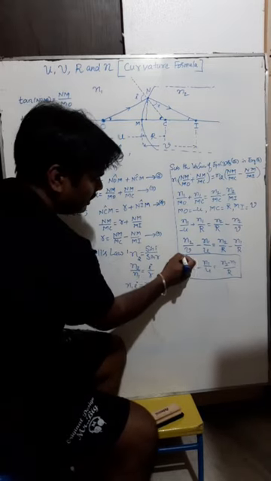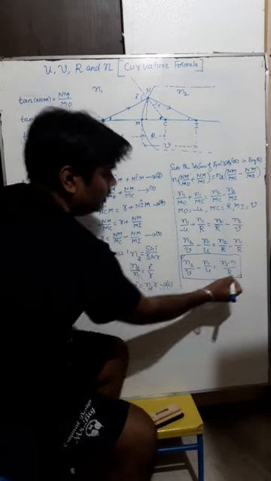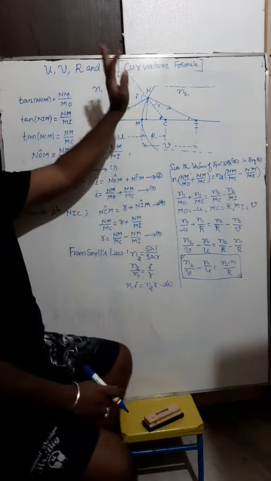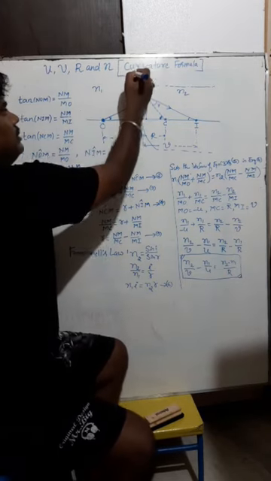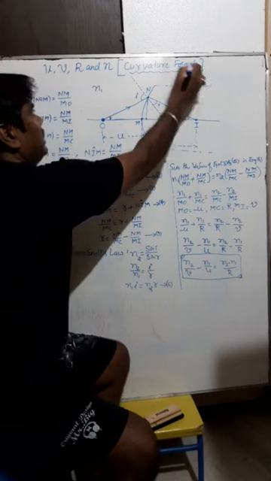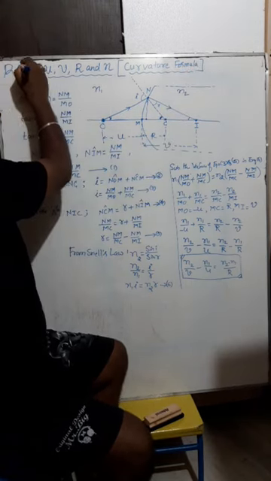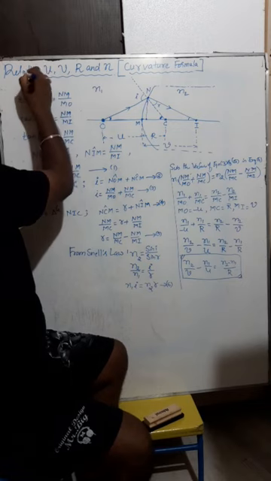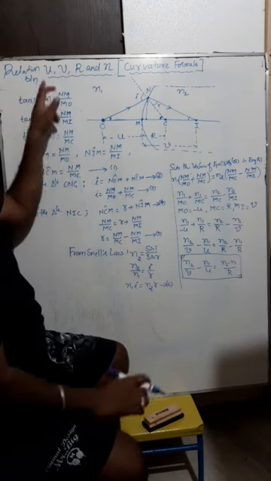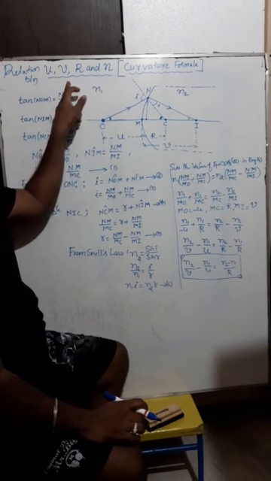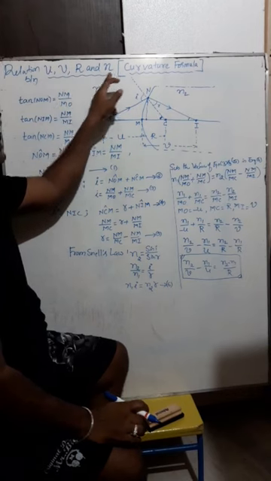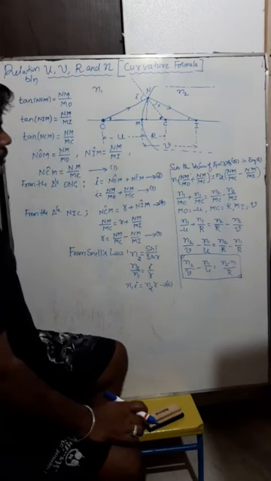So this formula is called the curvature formula, right? This is how the curvature formula can be derived. It is also called the relation between object distance, image distance, radius of curvature and refractive indices, right?